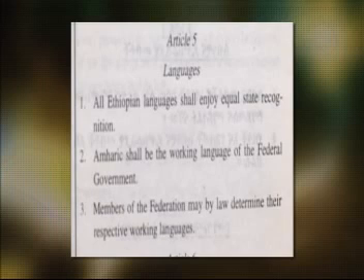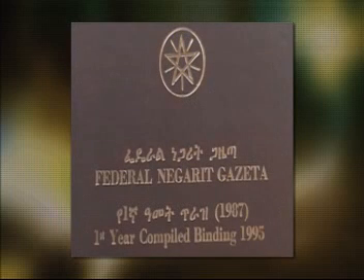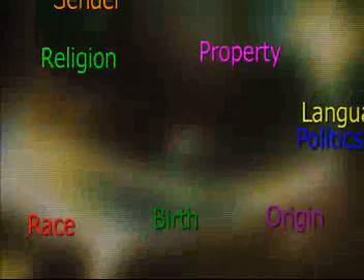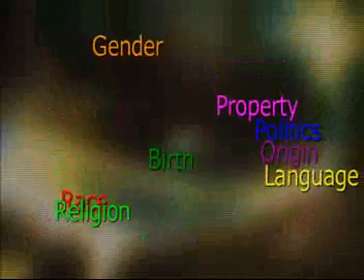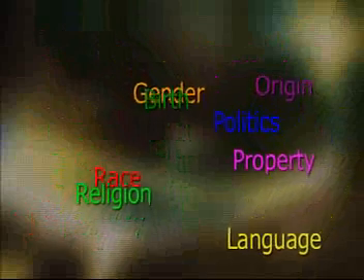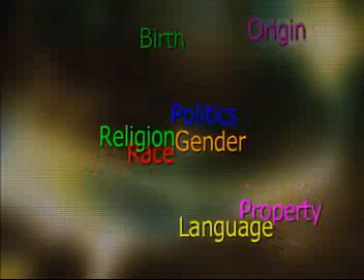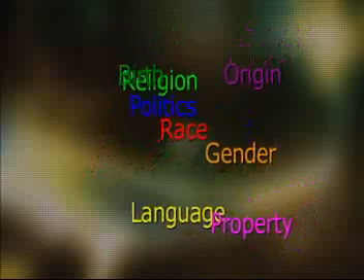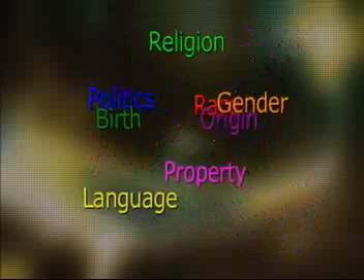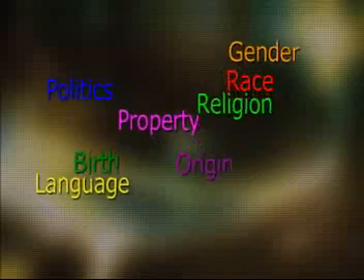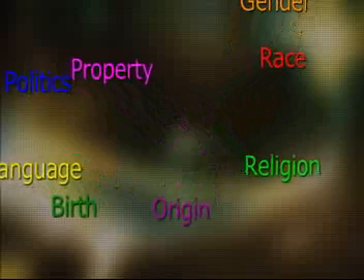These declarations state that all humans are born equal in rights and dignity. In particular, the Universal Declaration of Human Rights says that all humans are equal with regard to race, gender, language, religion, political or other opinion, national or social origin, property, birth, or other status.